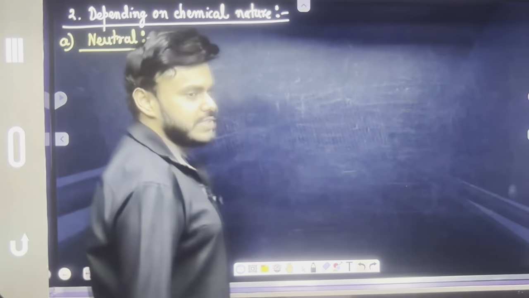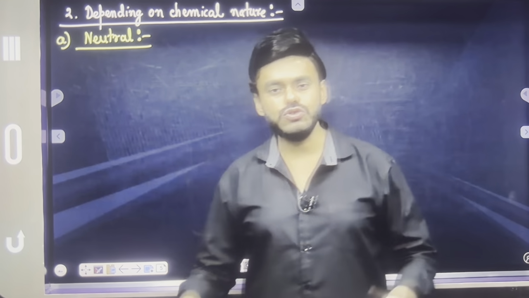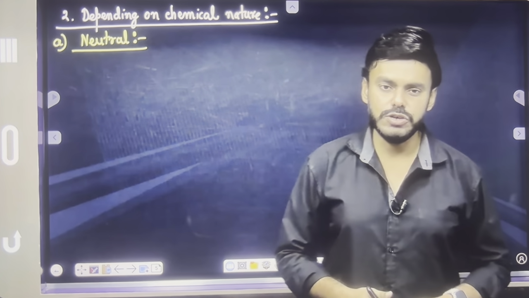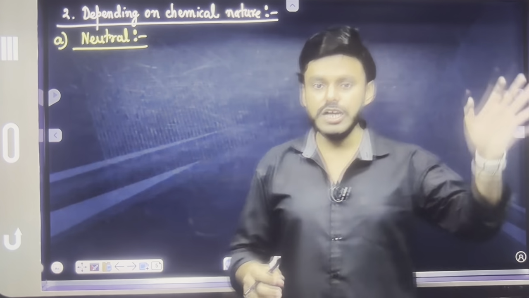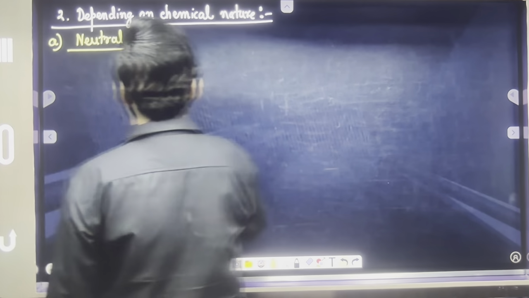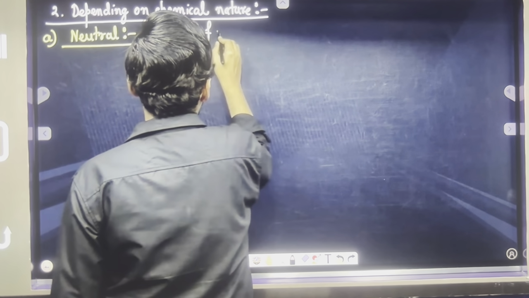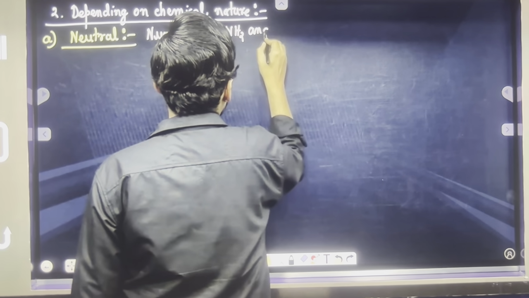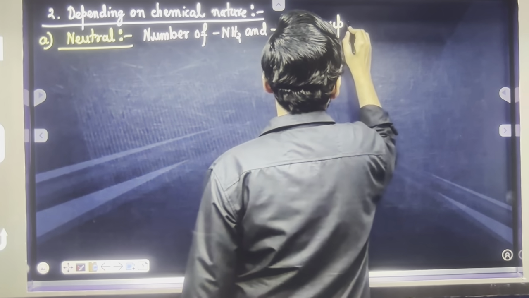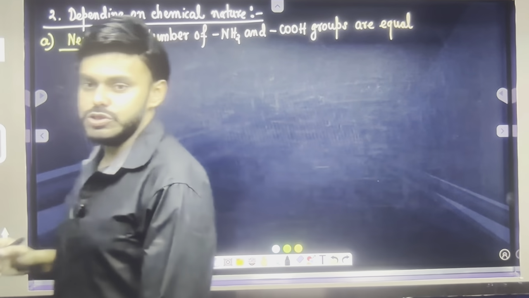Actually, these amino acids have an equal number of NH2 and COOH groups. Suppose one NH2 group and one COOH group, or double NH2 groups and twice COOH groups. But the number of NH2 groups and the number of COOH groups must be the same for the neutral amino acids. So what we can write: the number of NH2 and COOH groups are equal.